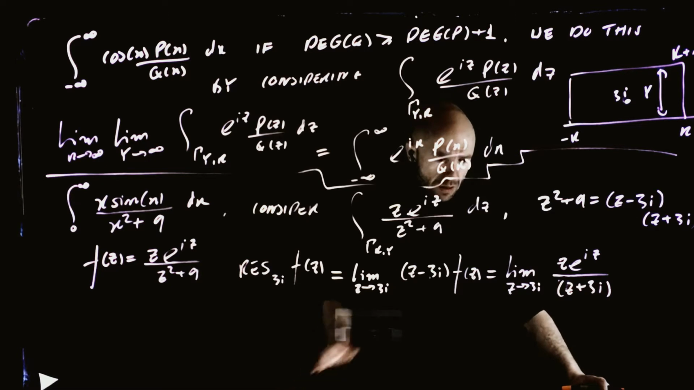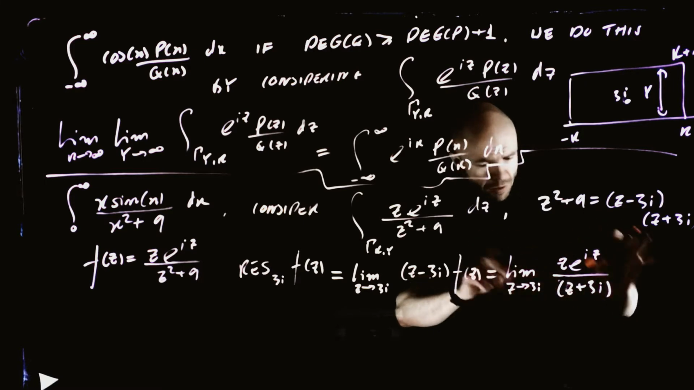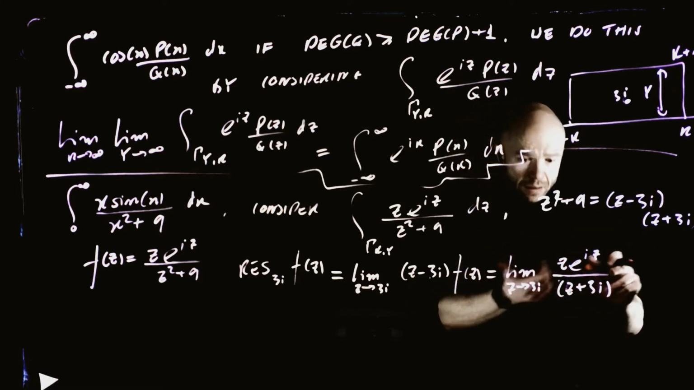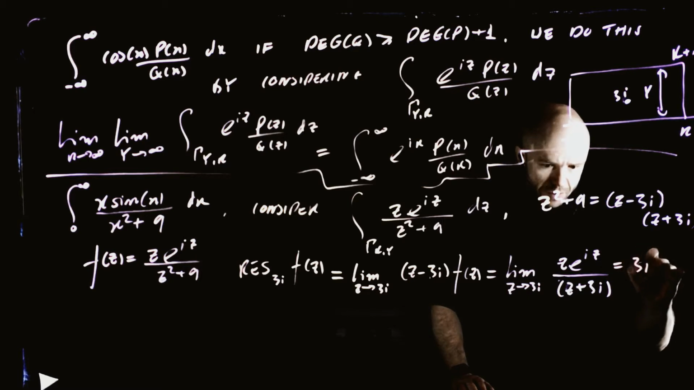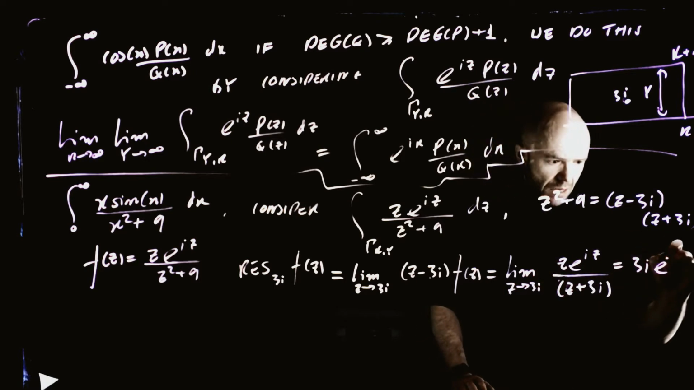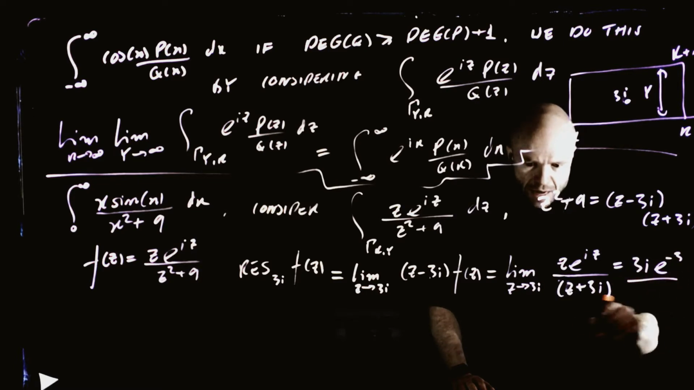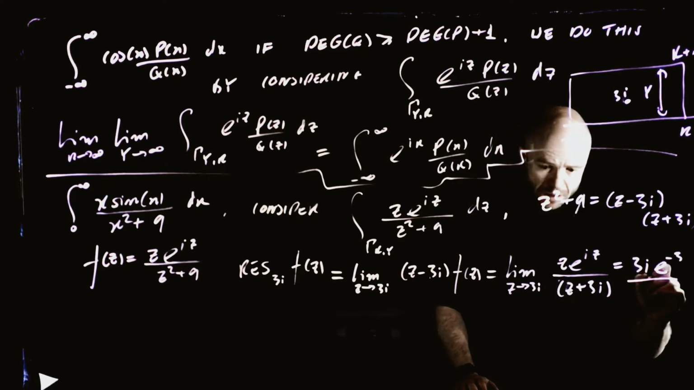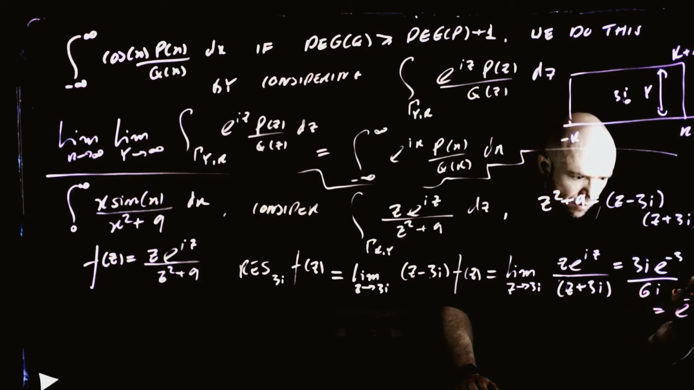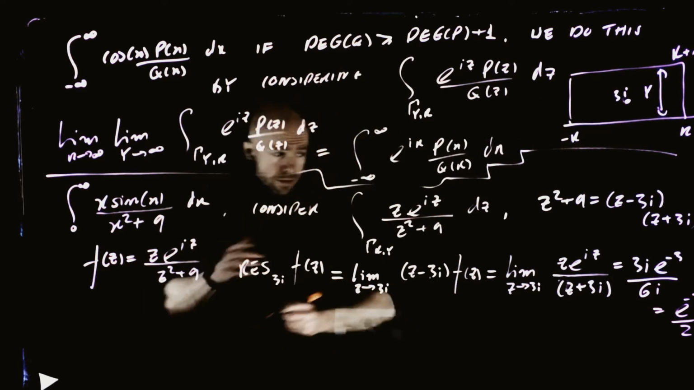Yeah? Cool. All right, and then this is perfectly good because the top and the bottom are continuous, holomorphic at 3i, and there's no problem, so we can just stick the values directly in. We're going to have e to the i times 3i, so it's minus 3, and on the bottom we have 3i plus 3i, which is 6i. So this turns out to be e to the minus 3 over 2i. Yeah? Cool. So our residue is this real number.